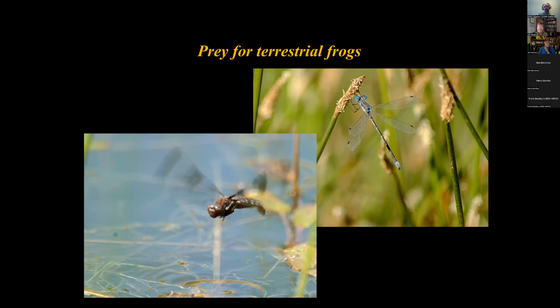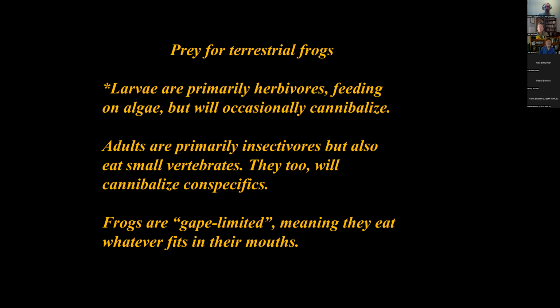I'm not going to spend a lot of time on this, but just since I seem to keep wasting time between screen switches. But I have photographs up here. Prey for terrestrial frogs. These are a damselfly on the right, a dragonfly on the left, and they are volant prey, so meaning winged prey. And what we learned from a couple of different studies, and there aren't very many, actually, is that California red-legged frogs, being terrestrial frogs, eat primarily terrestrial prey.